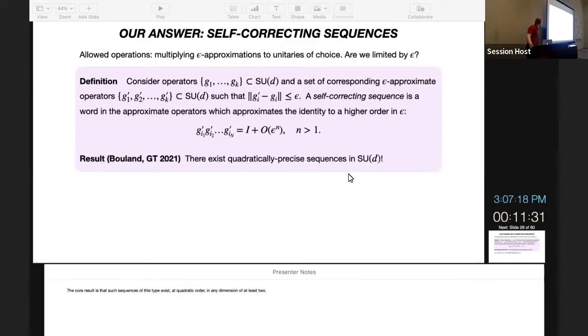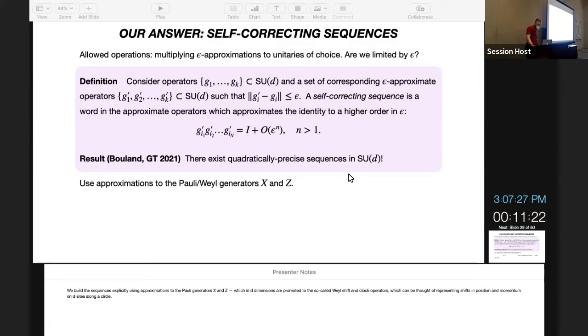So the result that we show is that such sequences exist to quadratic precision in all dimensions of 2 or higher. We build the sequences explicitly using approximations to the Pauli generators X and Z. In d dimensions, these become so-called Lie operators. X becomes a shift by 1, and Z becomes a phase or clock operator. You can think of these also as shifts in momentum or position on d positions along the circle, for example.